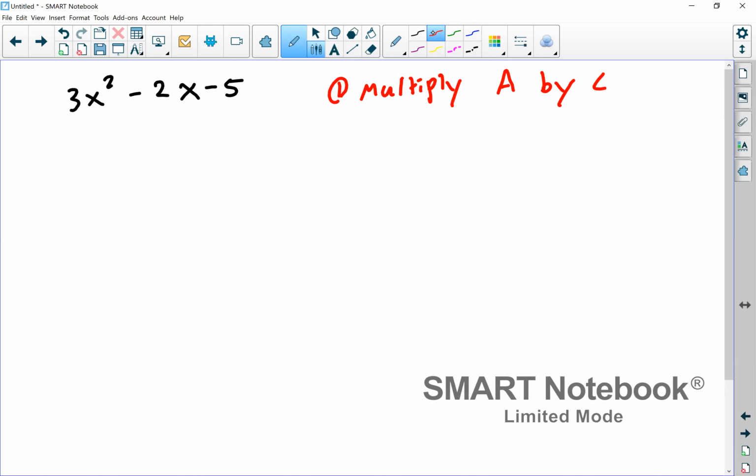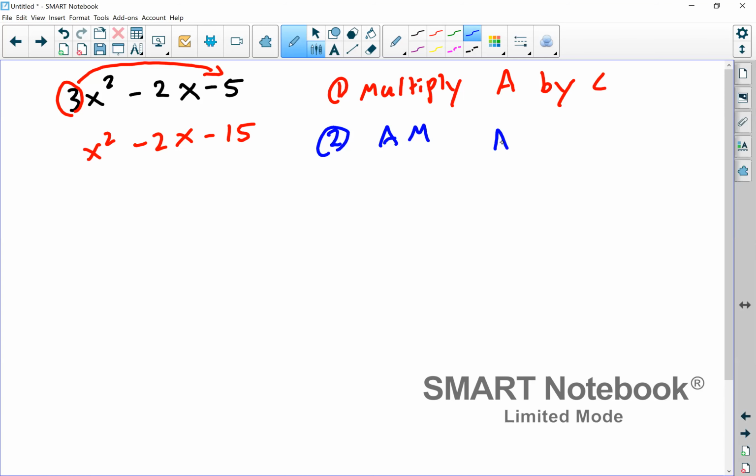So I already discussed the first step. We take that a value, or that 3, and multiply it by the negative 5. So x squared minus 2x minus 15 is our new expression. So now we're going to go back to the original method, which is the AM. For this one, b is negative 2 and m equals negative 15.